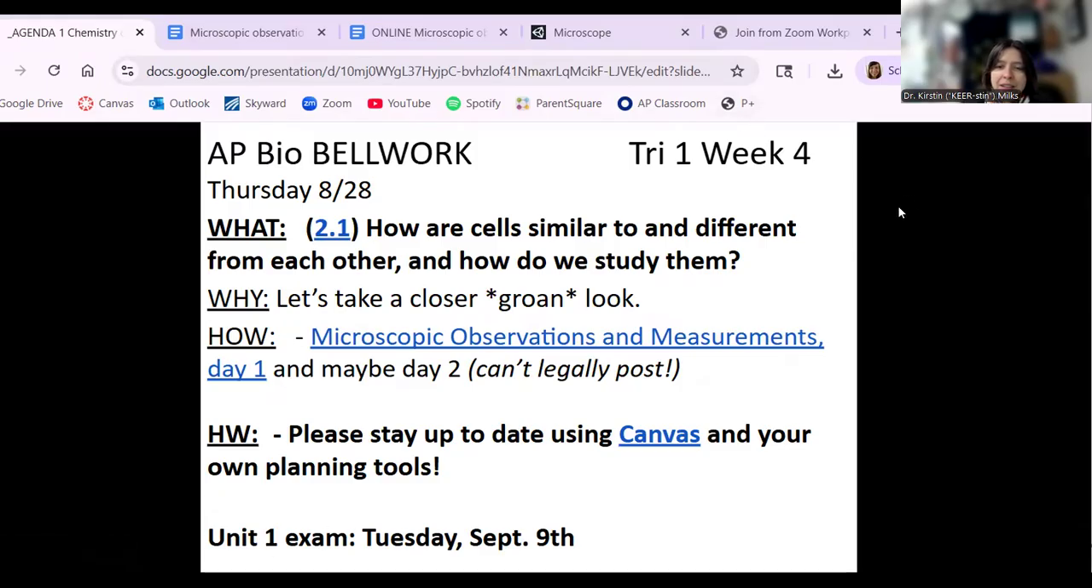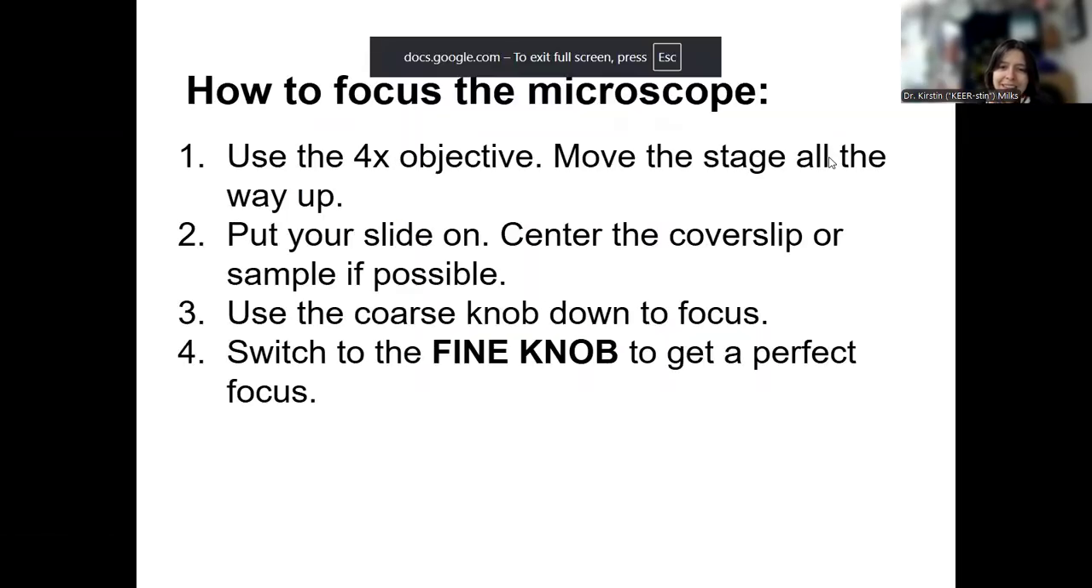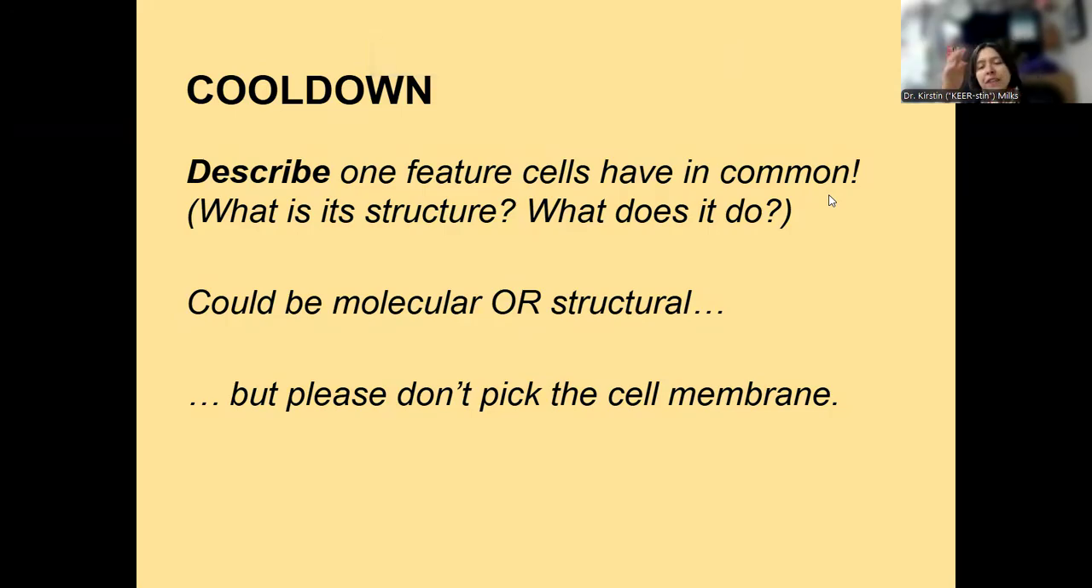Let's go back into projecting. We did this. That was great. Describe one feature that cells have in common. This could be from your previous learning, or you could look one up in your review book, or one of the things you saw today. One feature that cells have in common. What's its structure? What does it do? You could talk about one of the molecules we've learned about, those large molecules. You could talk about structures, but you can't talk about the cell membrane.